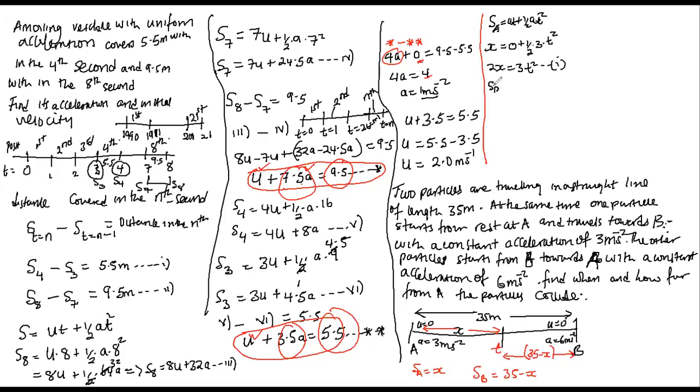Then for the distance for B, which is 35 minus X, we have UT for B plus a half acceleration for B times T squared. The time is the same. So 35 minus X is equal to 0, because the initial velocity at B is also 0, plus a half times 6 times T squared. Therefore, 3T squared is equal to 35 minus X, equation 2.